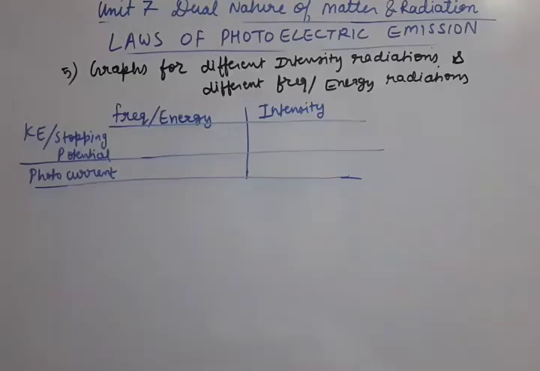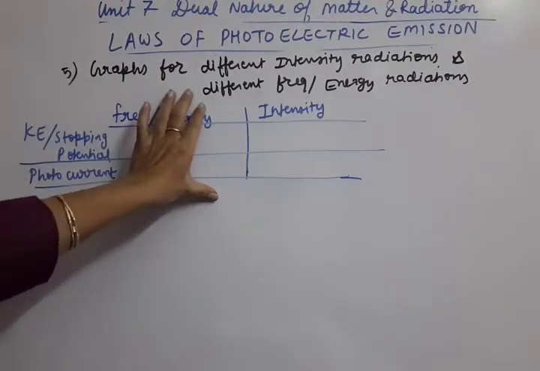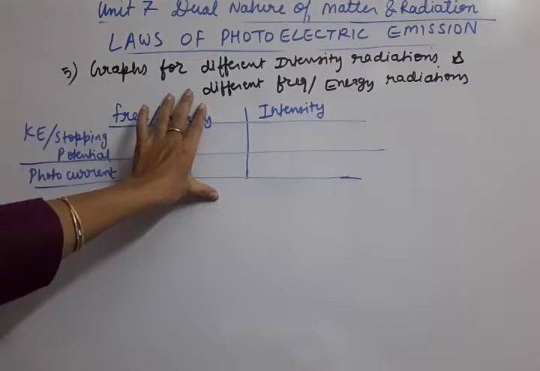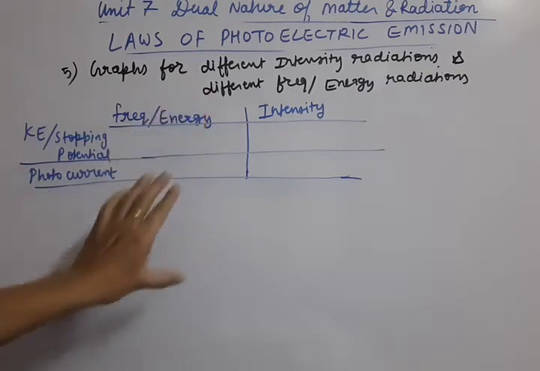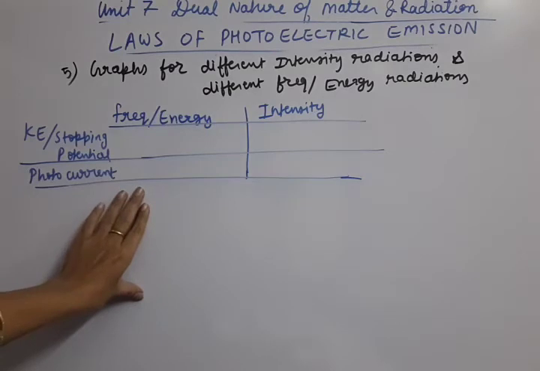Now, in these laws of photoelectric emission, certain times the graphs for 2 or 3 radiations are asked. The radiations are given with the condition that they are of same intensity but different energy, or of same energy but different intensity. So how to draw the graphs if 2 or more radiations are given? Suppose 2 or more radiations are incident on the common metal surface. What will happen? So here we have a table in which we'll understand the dependence.